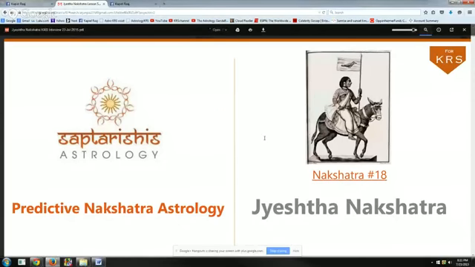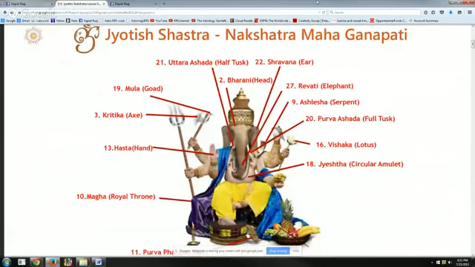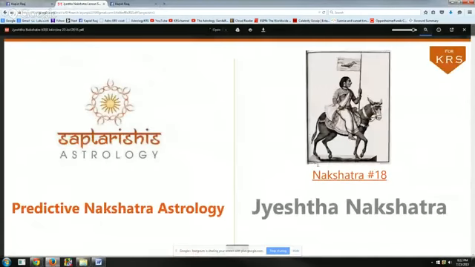Okay, so I just want to talk a little bit before we go to the next slide. So let's go to the cover slide, the first slide. This is the 18th nakshatra, Jyeshtha. What is Jyeshtha? The word Jyeshtha means literally elder sister, or the eldermost, or the most superior, or the senior most. That is what Jyeshtha means.